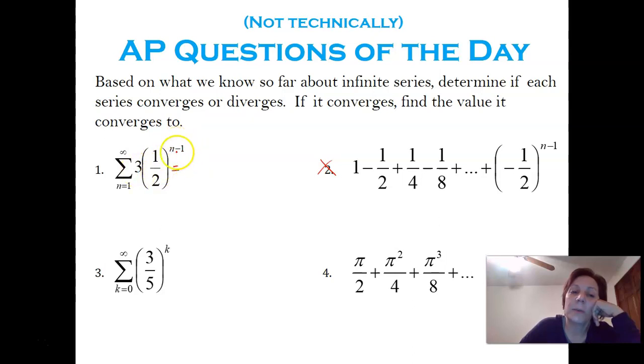So you have 3 times 1/2 to the 0, also known as 3. Plus, put a 2 in, you have 3 times 1/2, 3/2. Put a 3 in, you have 3 times 1/2 squared, also known as 3/4, and so on and so forth. So if you didn't recognize from its form that it's going to be repeated multiplication, you should notice it when you start writing out the terms.